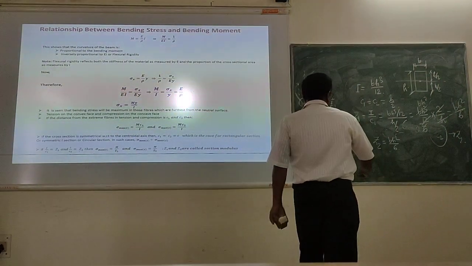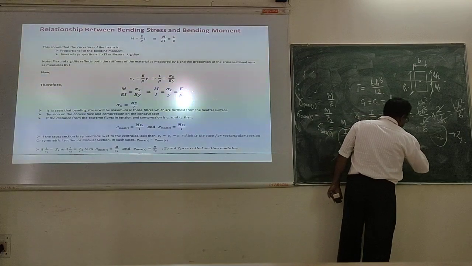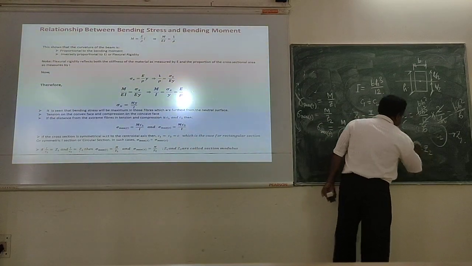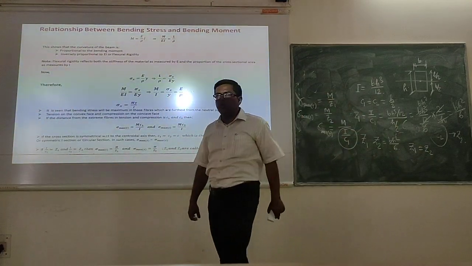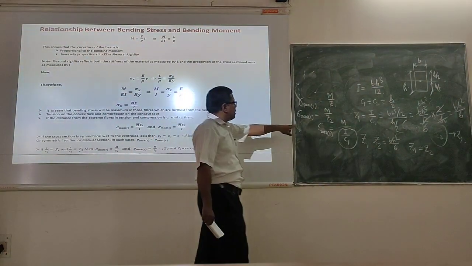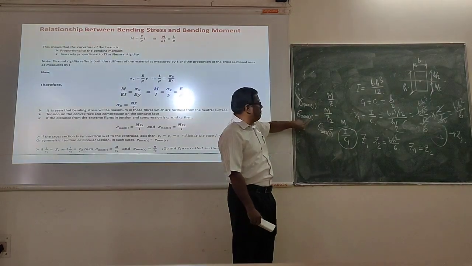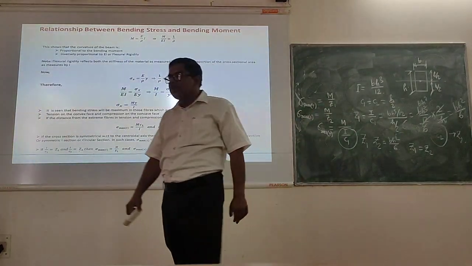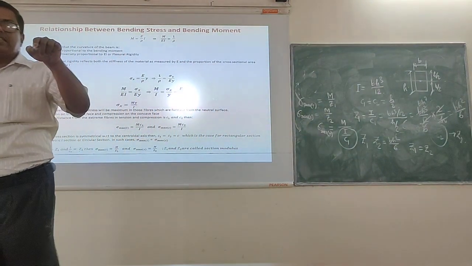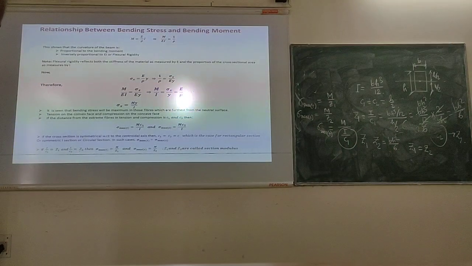That means what happens? If Z1 becomes equal to Z2, then you can see your sigma max tension and sigma max compression will also become equal. So that's how, in a symmetric section, the bending stress at the top fiber and the bottom fiber will become the same. Clear?